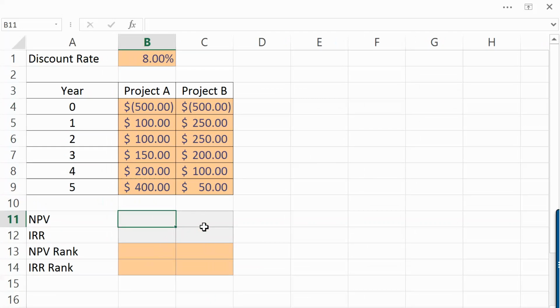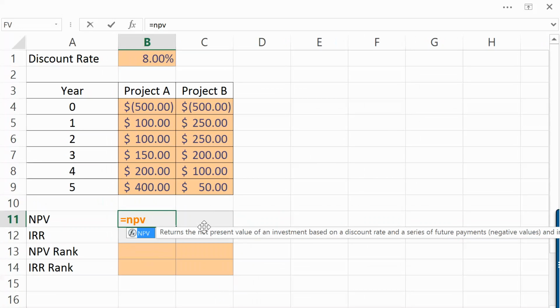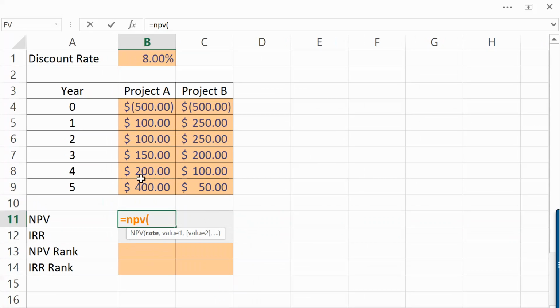Well, we can use our NPV function. It discounts all of these cash flows. So we'll specify a discount rate. I'm going to anchor that. And then we'll highlight all the cash flows starting in period 1. So remember, using the NPV function, you can only use it when that first cash flow starts 1 year from now or 1 period from now.